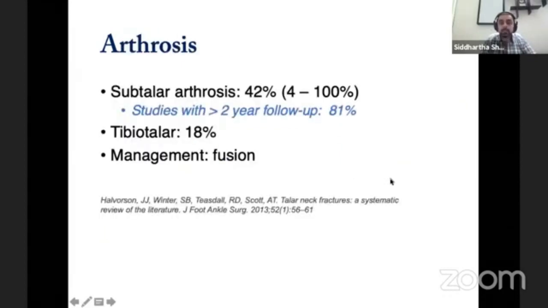Arthrosis, the most common one is subtalar arthrosis. Tibiotalar arthrosis is seen in up to 18% of the cases. Now, mind you, not all arthrosis is symptomatic. If your patient has pain and restriction of motion, you would do a fusion.